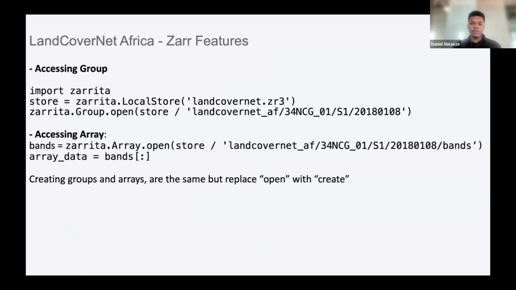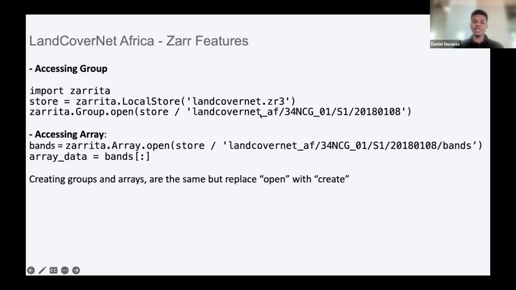And then these are really good features of using Zarr for LandCoverNet Africa. So this is an example here. I'm using Zarr, and I'm basically loading LandCoverNet.zarr into a local store. And what I'm doing is opening the group. So basically, you can see with this, I don't need to open or load the entire LandCoverNet.